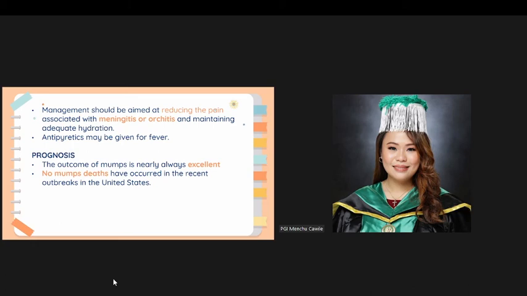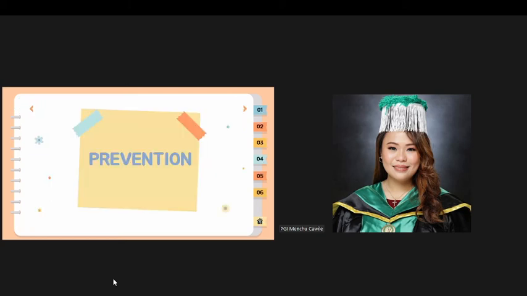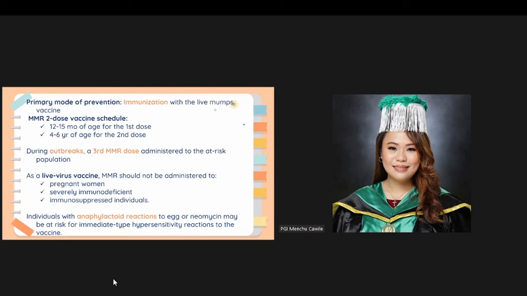For the prevention, the primary mode of prevention is immunization with a live mumps vaccine. According to Nelson's, the MMR two-dose vaccine schedule is: first dose given at 18 months of age, second dose given at 4 to 6 years of age. If it's not given at 4 to 6 years, the second dose should be given before children enter puberty. For those traveling, two doses are recommended in individuals older than 12 months, administered at least 28 days apart. And during outbreaks, a third MMR dose is administered to the at-risk population.